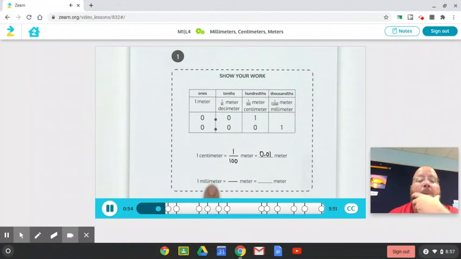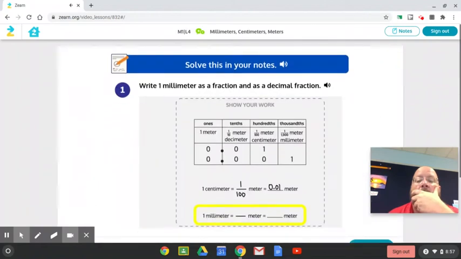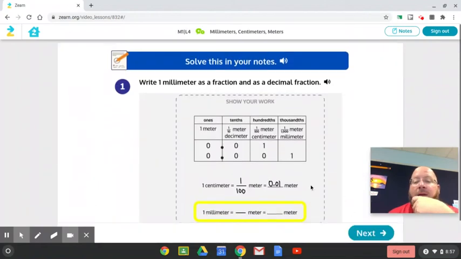Now, write 1 millimeter as a fraction and as a decimal fraction. Okay, so we're up to what you want, millimeter. So that's going to be this one, 1/1000th, okay? And then she's going to put 1/1000th would be 0.001. I'm going to let her do it, though.